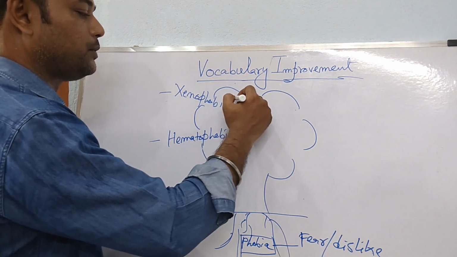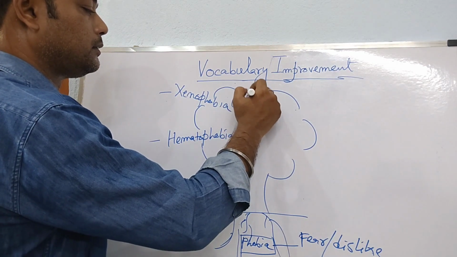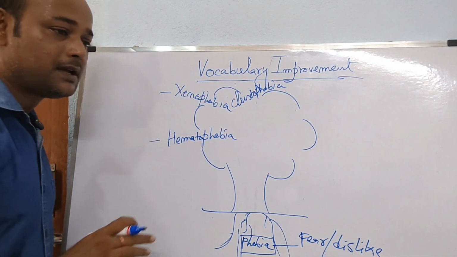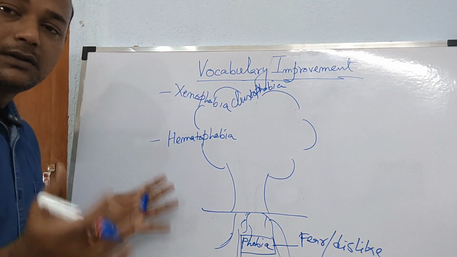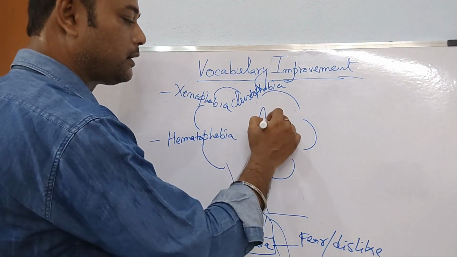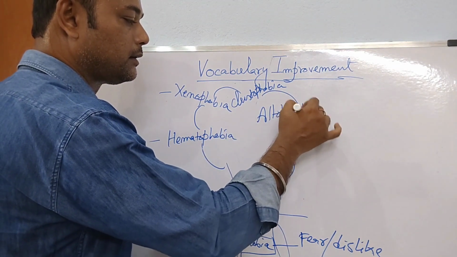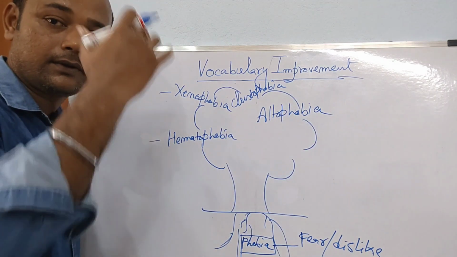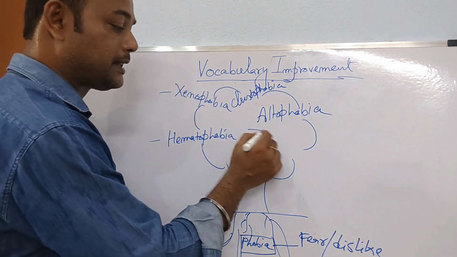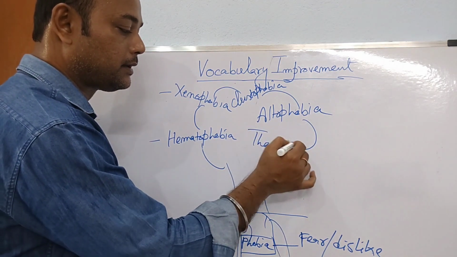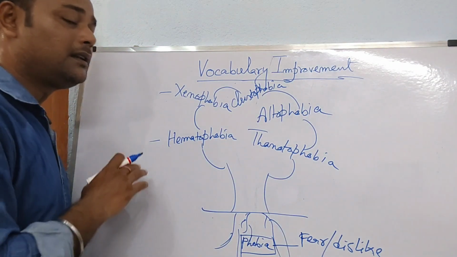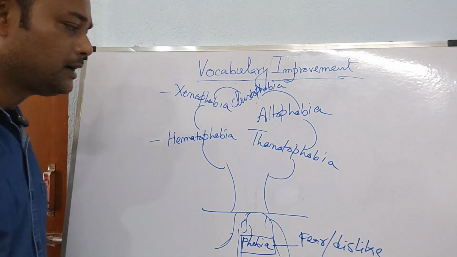Next, claustrophobia. Claustrophobia means fear of a congested place, or a confined place. Next, altophobia, fear of high altitudes. Okay, and thanatophobia. Thanatophobia means fear of death. Okay. And a lot more phobias are there.